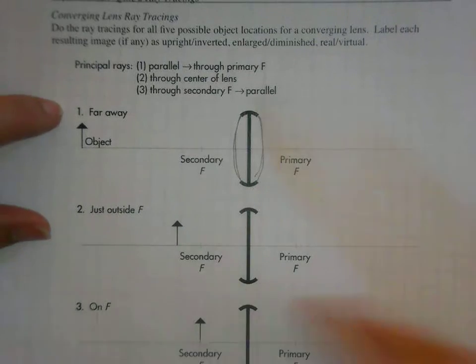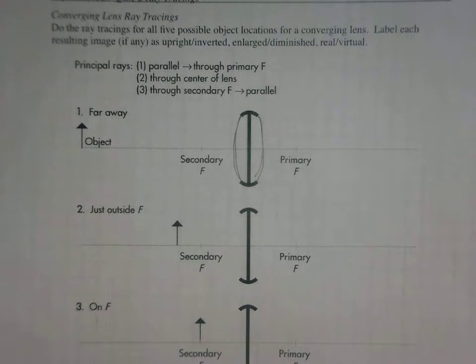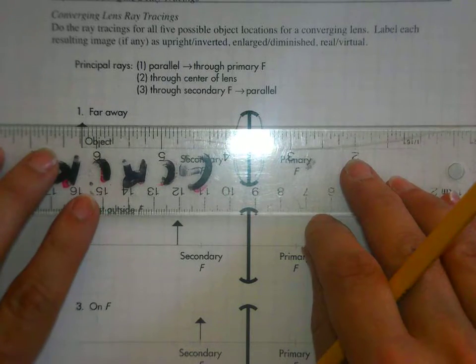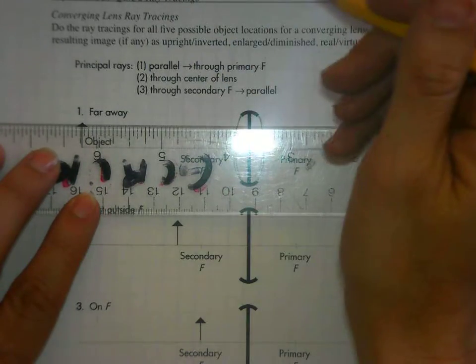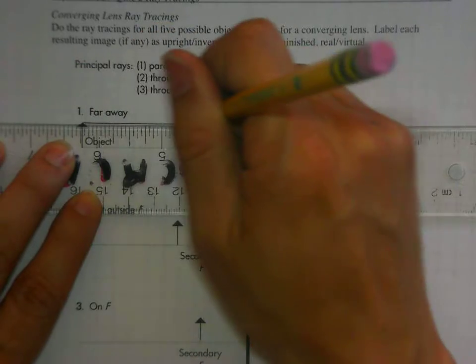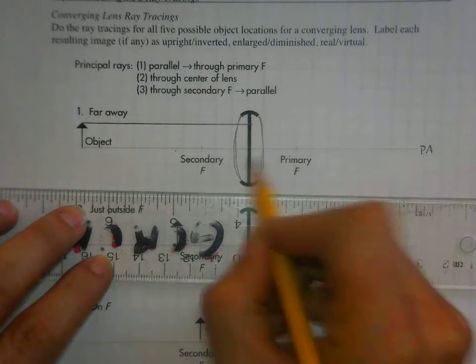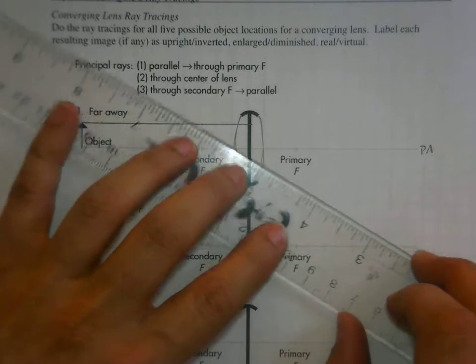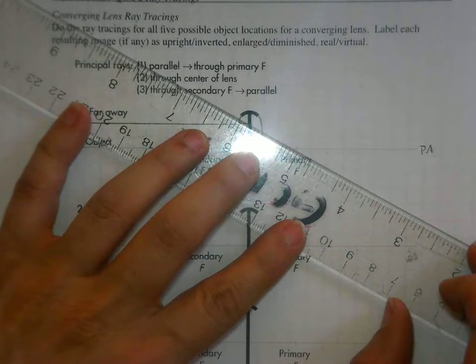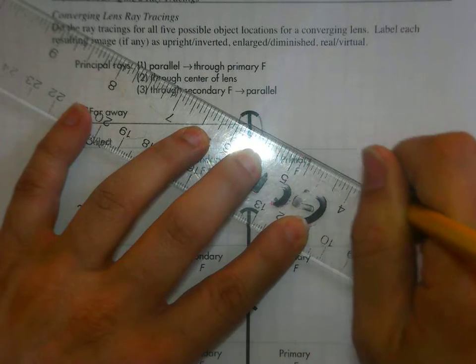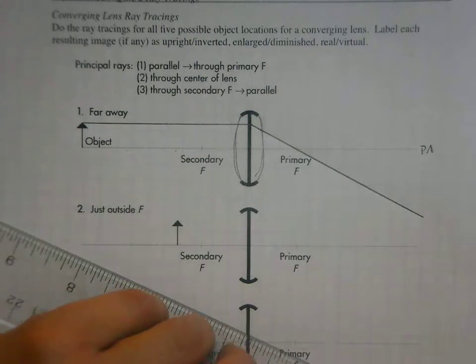So the first rule is parallel to the principal axis. So here we are, parallel to the principal axis. That's the principal axis right here. Goes through the optic center and gets refracted through the primary focal point. And you draw it nice and long because you don't know where that image is going to come through.